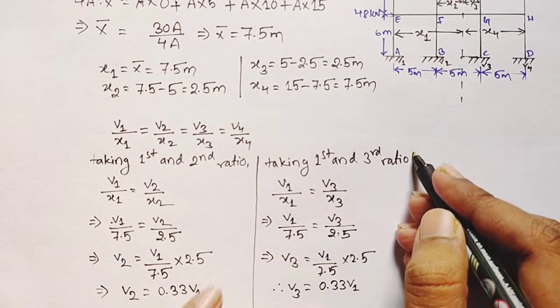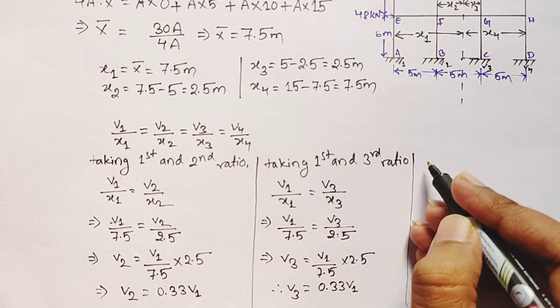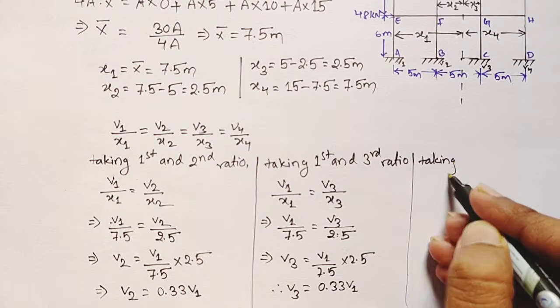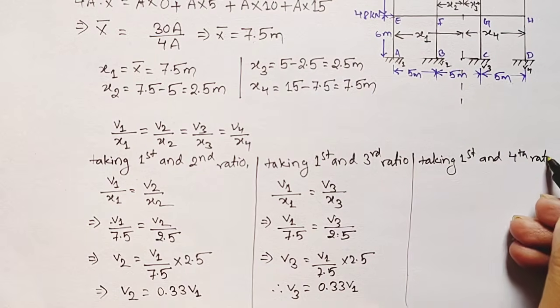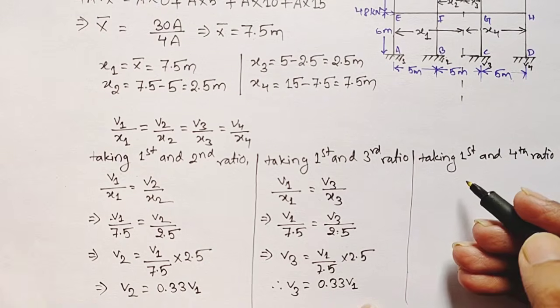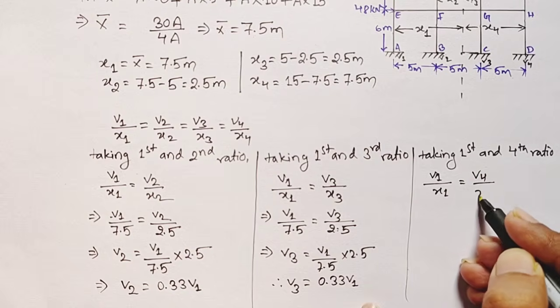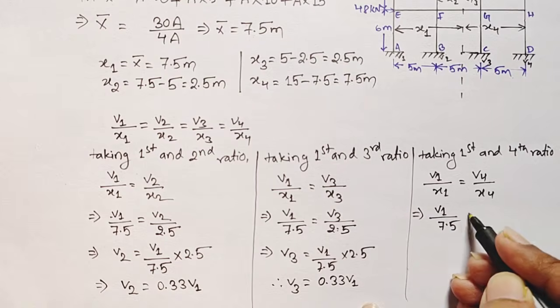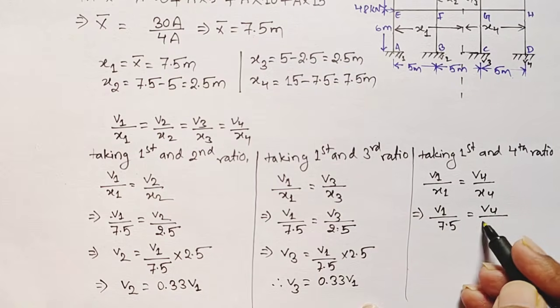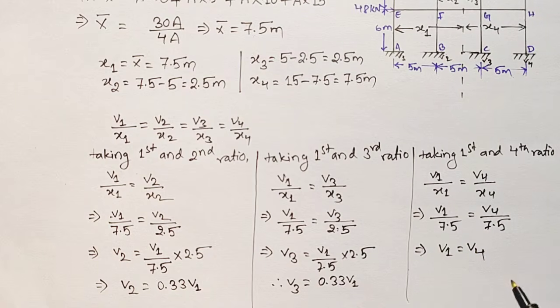Now take first and fourth ratio, because we need to again resolve V4 in terms of V1. So if we take first and fourth ratio, that is V1 upon x1 equals V4 upon x4, V1 upon the x1 value, 7.5, equals V4 upon the x4 value, 7.5. So from here we will get V1 equals V4. Now move to our step 2.